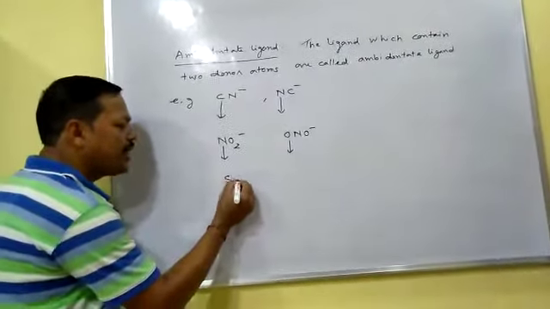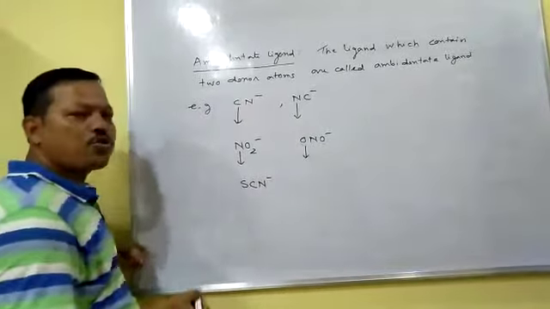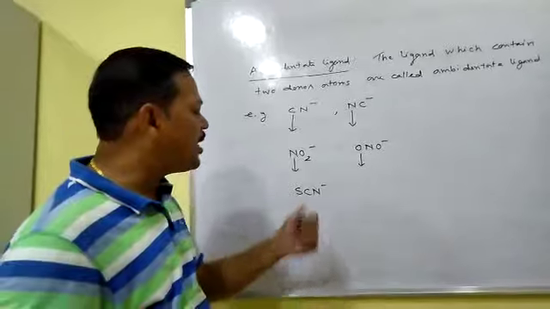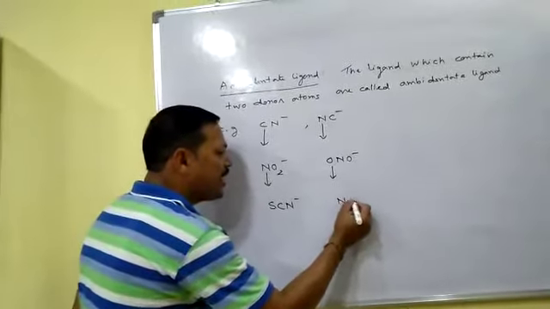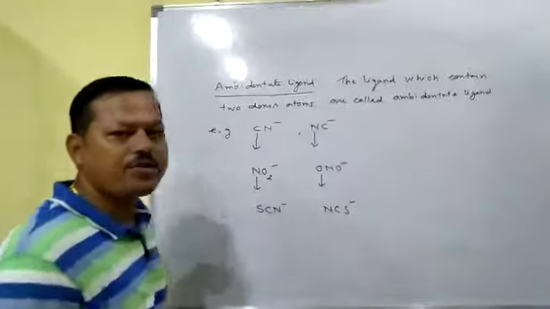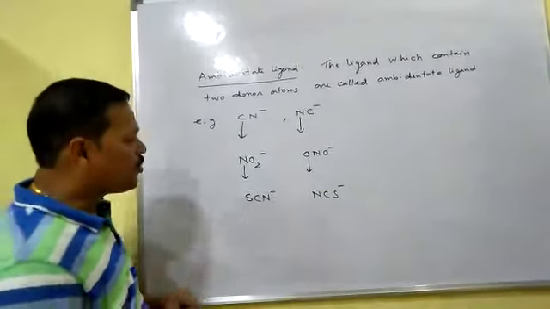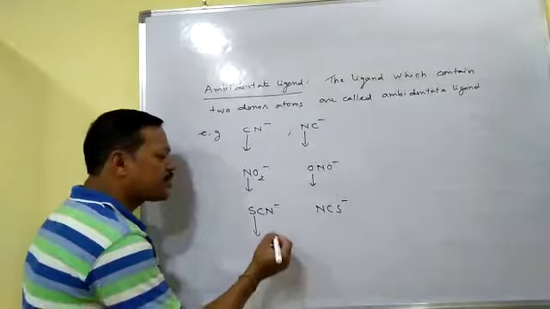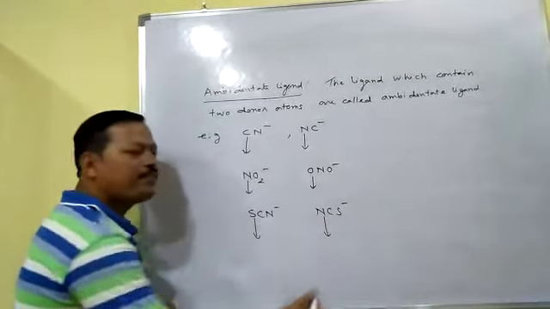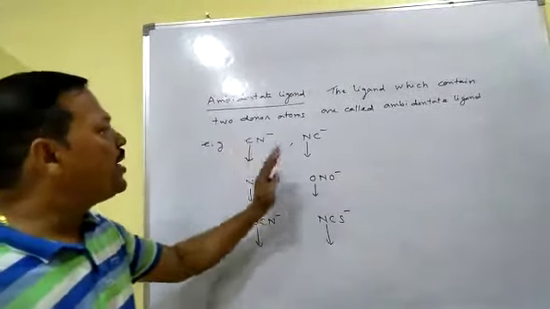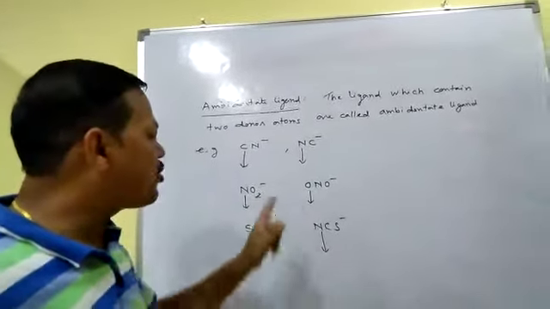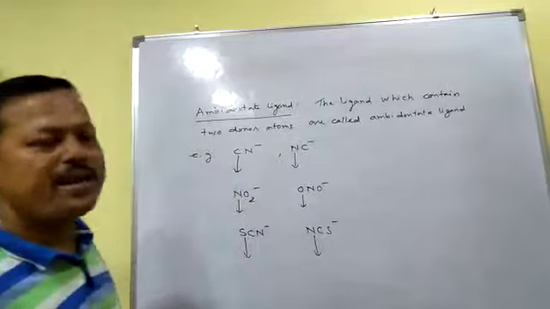This is one of the ligand, SCN minus, which is called thiocyanate ion. Thio means sulfur, THIO, thiocyanate ion. And this is one of the ligand, NCS minus, which is called isothiocyanate ion. In this also they have similar formula, but here donating atom is sulfur, here donating atom is nitrogen. So this type of ligand which have similar formula but their donating atoms are different, they are called ambidentate ligand.